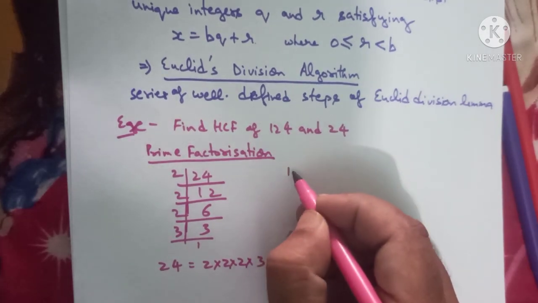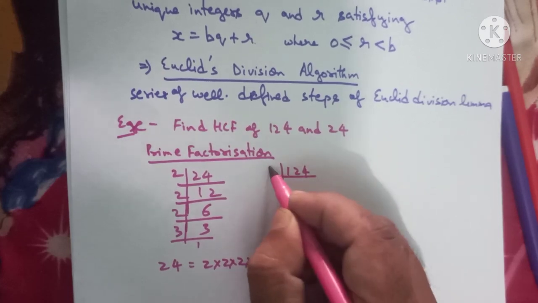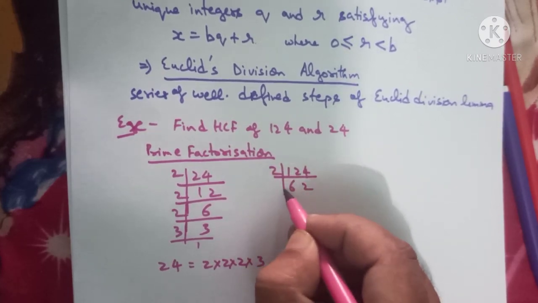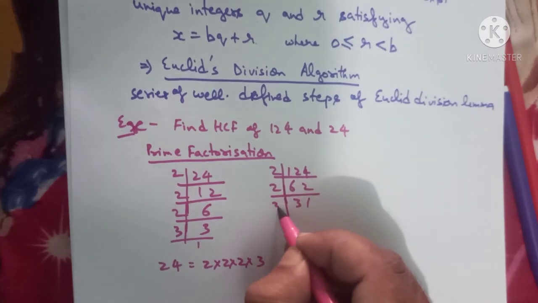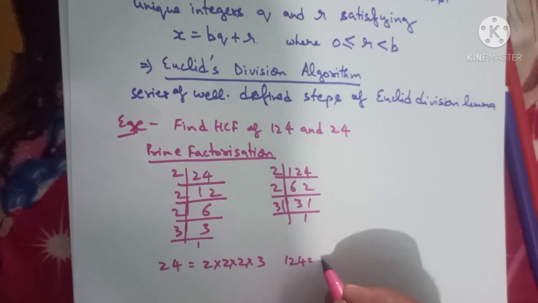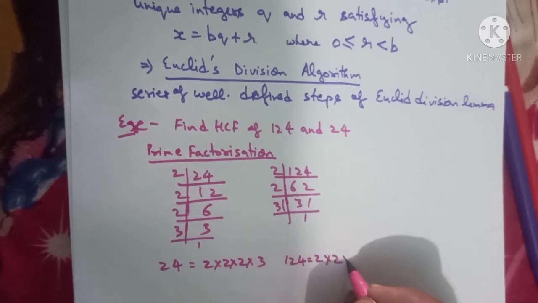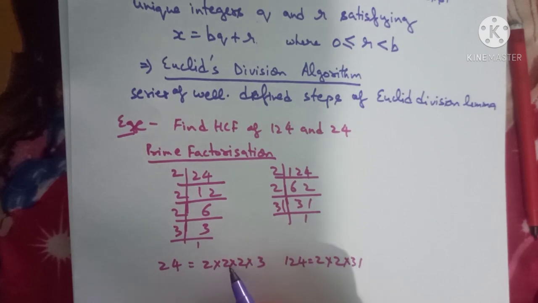Similarly 124: 2 sixes are 12, 2 twos are 4, 2 threes are 6, 2 ones are 2, and 31 ones are 31. So 124 can be written as 2 times 2 times 31. So here what is the HCF? What are the common factors here?